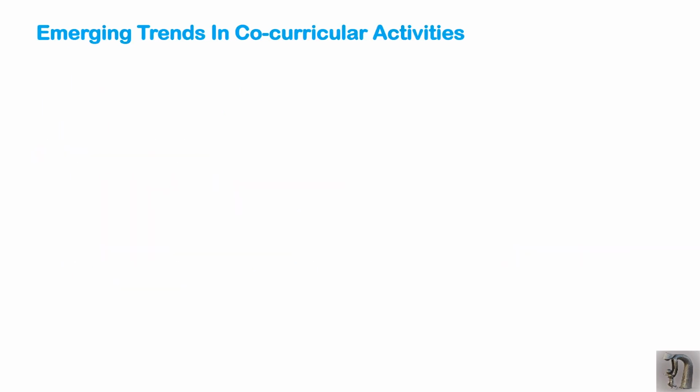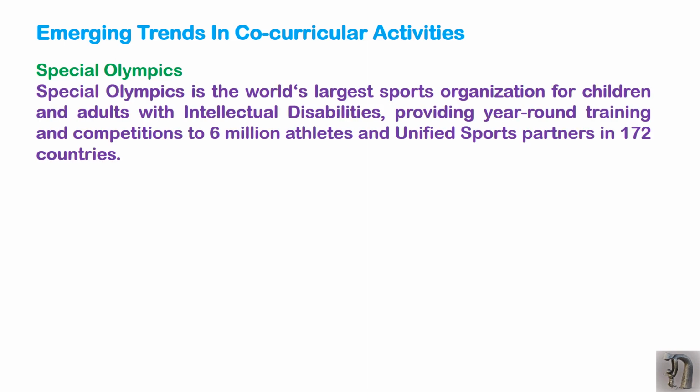And see, there are emerging trends in co-curricular activities. You would have heard about Special Olympics. In Special Olympics, you have a number of games, soft games for children with intellectual disability. Special Olympics is the world's largest sports organization for children and adults with intellectual disability, providing different kinds of training. Till now, more than 6 million athletes and unified sports partners are there all over the country.